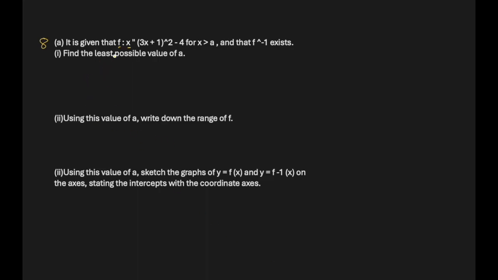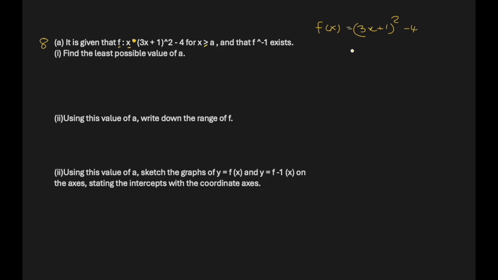Okay. It is given that f is a function. There is no role of this here. Okay, 3x plus 1 square. So let me write it here. f(x) is (3x plus 1) square minus 4, for x greater than or equal to a. Equal to is also there. And that f inverse exists. Find the least possible value of a.